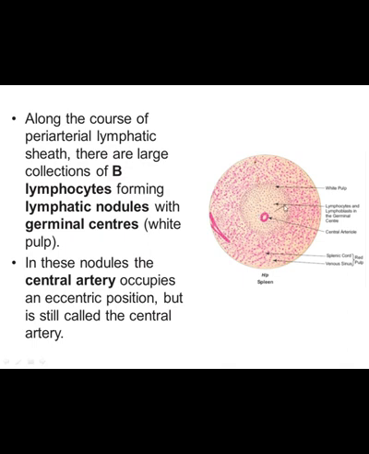This is a lymphatic nodule, which has lymphocytes and lymphoblasts. These lymphoblasts are in the germinal center. Along the course of the periarterial lymphatic sheath, there are large collections of B lymphocytes forming lymphatic nodules with germinal center. In these nodules, the central artery occupies an eccentric position, but is still called the central artery. It does not occupy the central position, but it is called central artery.